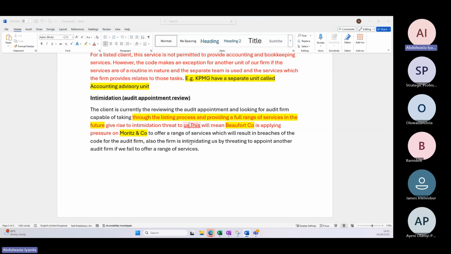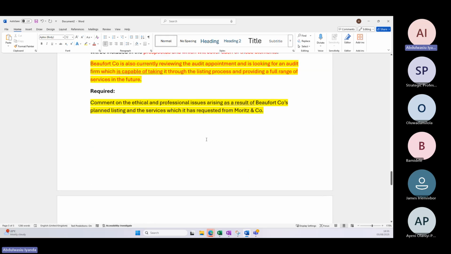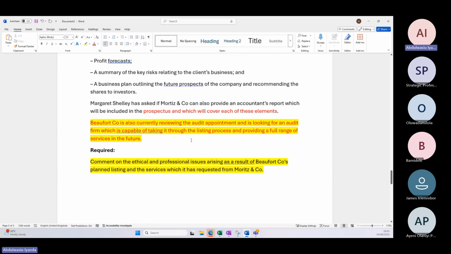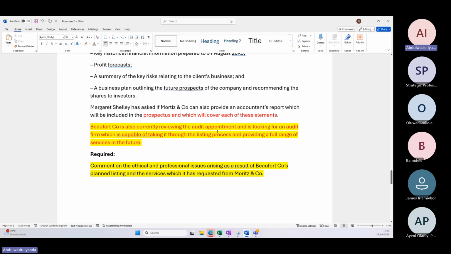So maybe for the exam we may structure it better, but my objective is that at least we understand what the write-up is all about, and let's be adaptive to the case. So they're intimidating us because why are you looking for another firm? Because nobody wants to lose their job. We don't want to lose clients. That's normal, but there are some clients that will go.